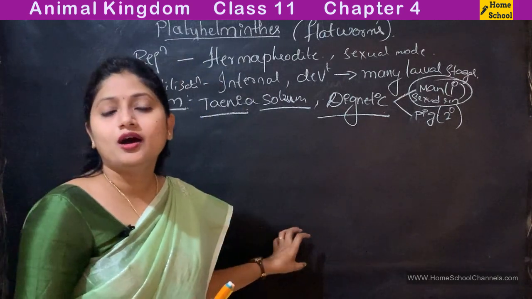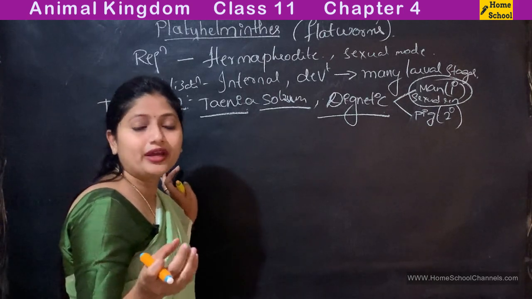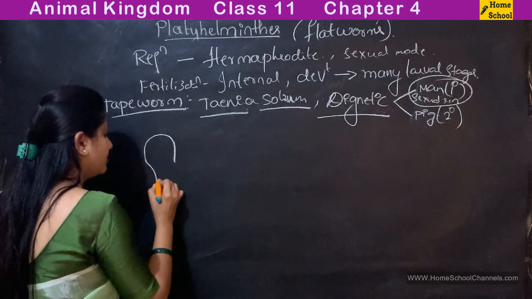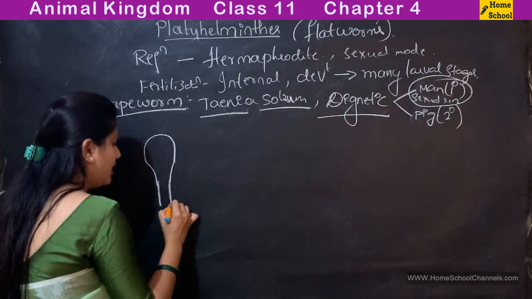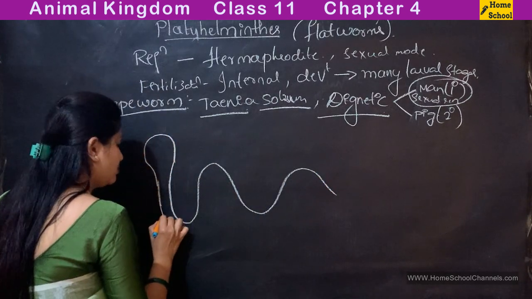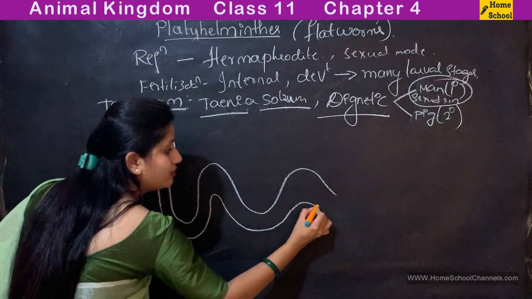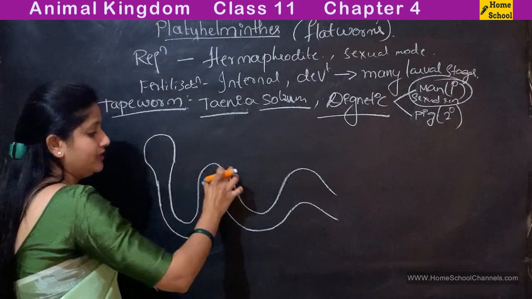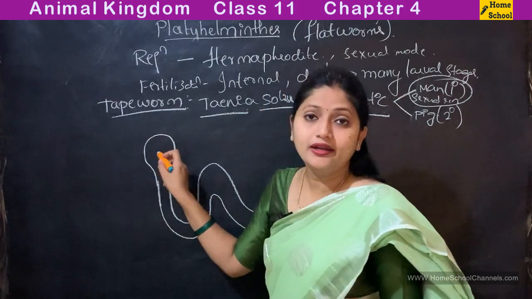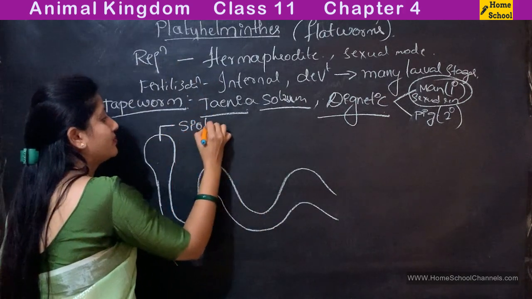Now we will have a diagram of the tapeworm. You can assume how it looks. We have a head-like structure, and then a long tape-like structure. As it goes, it widens. Here it is very narrow, and as it moves on, it widens up. This part is the head part, and the head in the tapeworm is called the scolex.